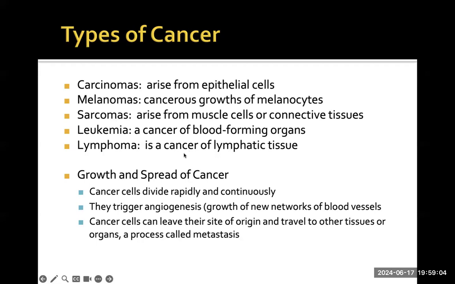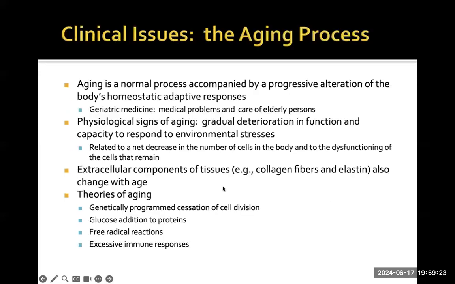So growth and the spread of cancer cells: they can divide rapidly and continually, and they can trigger what we call angiogenesis, which is the growth of new networks of blood vessels that would continue the spread. Cancer cells can leave their site and then travel to other tissues, which again would be called metastasis and be harmful. So last part here with the clinical issues in the aging process.